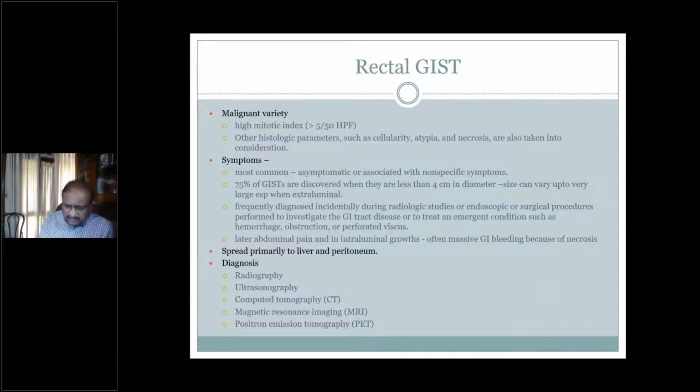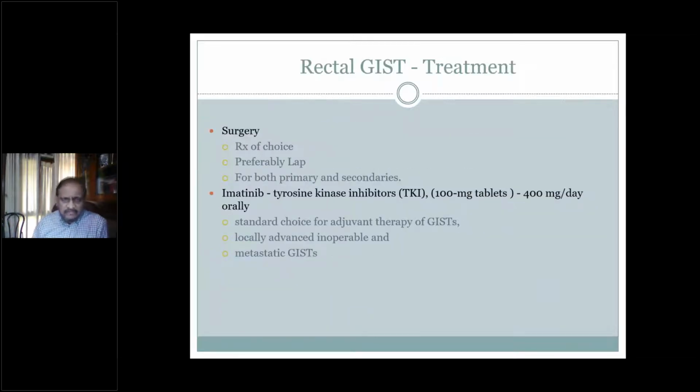For the diagnosis, we have the routine diagnostic aids: radiography, diagnostic ultrasonography, computed tomography, MRI, and PET, which are in common usage in almost all diseases. Now, the treatment is surgery. It has to be the treatment of choice, and it is now also being tackled laparoscopically. If you're doing it laparoscopically, that is the preferred method, for both primary and secondaries of a GIST, right?